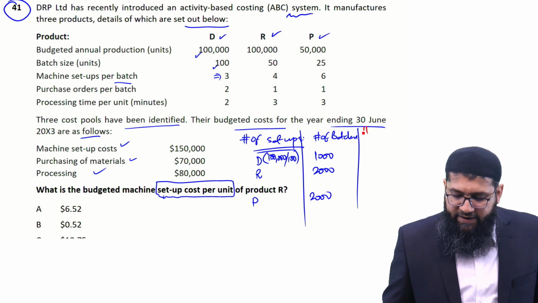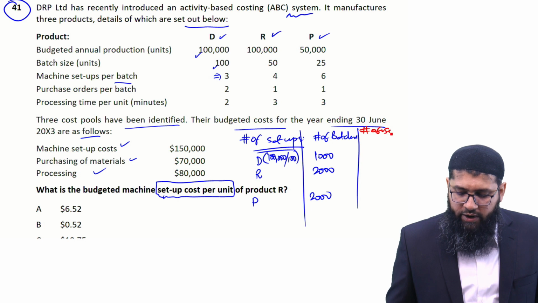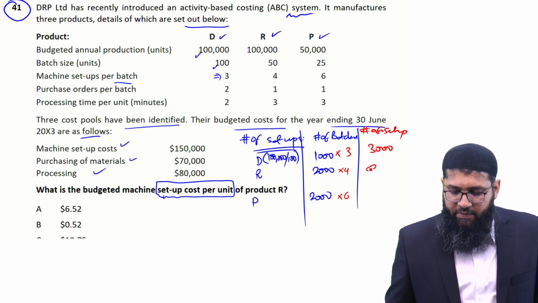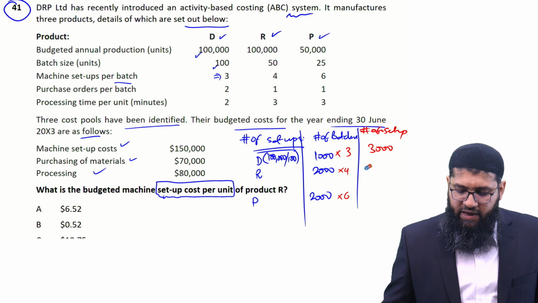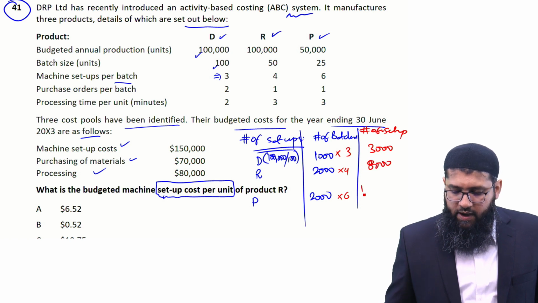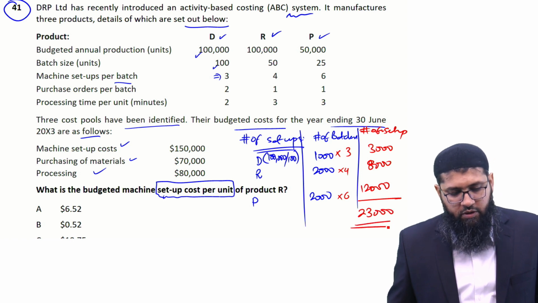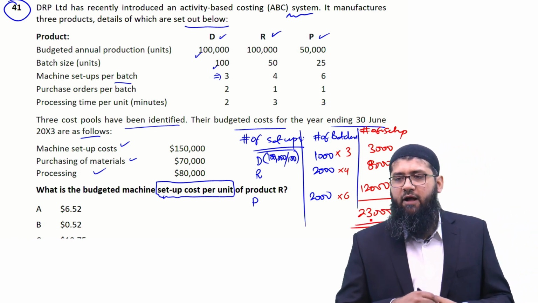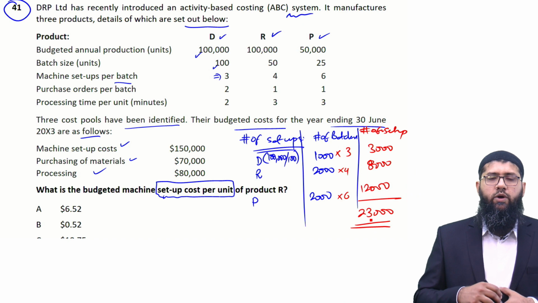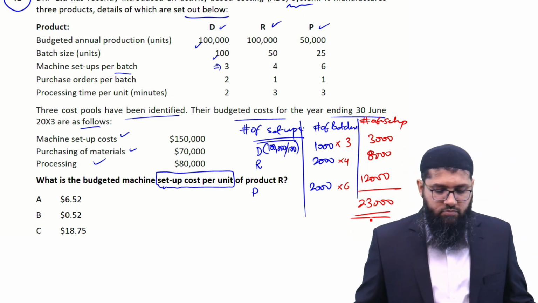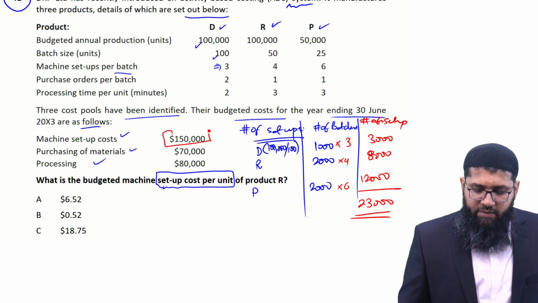The number of setups are gonna be what? This multiplied by 3, this multiplied by 4, this multiplied by 6. So it's gonna be 3000, it's gonna be 8000, and this is gonna be 12,000. So hence 23,000 is what it is gonna be. Now, what is the total machine setup cost?